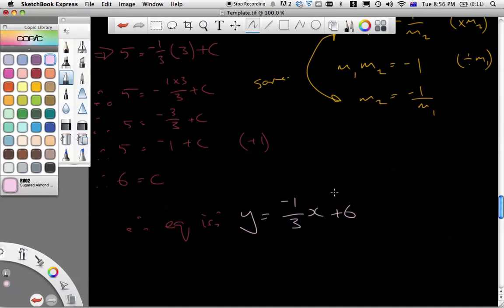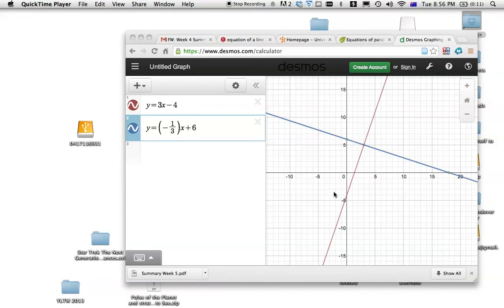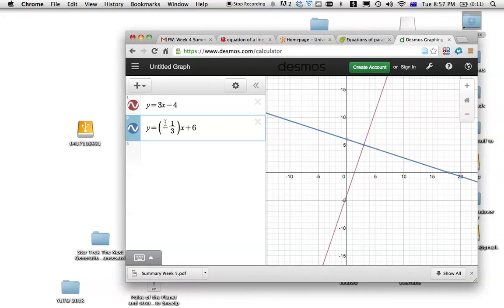Is that right? Well, here's something I prepared earlier. You can see that our original equation, y equals 3x minus 4, is here, with y-intercept minus 4, passing through these points. And then our new equation is y equals negative 1 on 3 x plus 6. And you can see this point, 3, 5. That's the point we were looking at before.